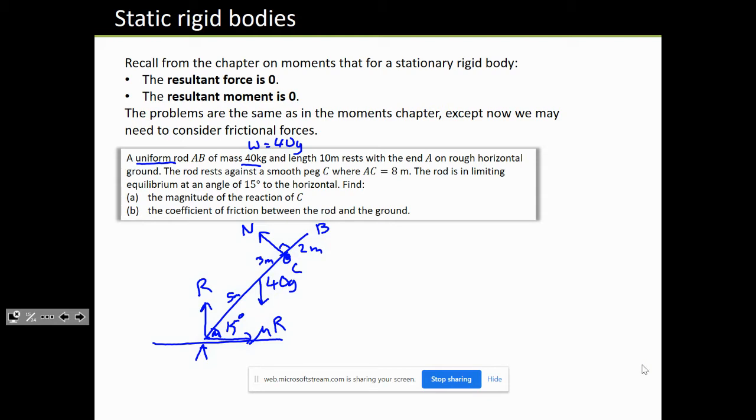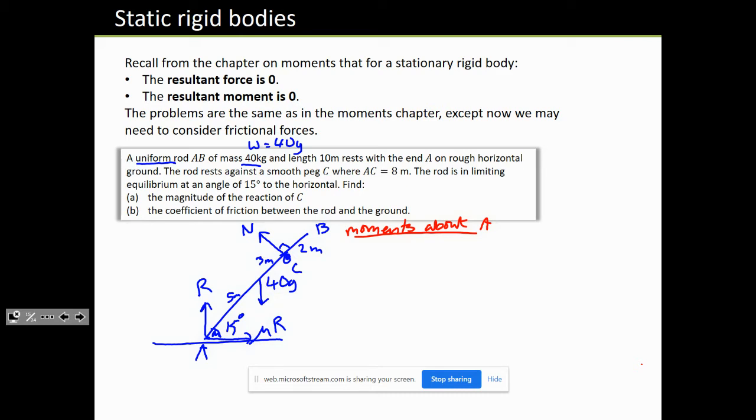So first thing I'm going to do is to think about moments about A. The reason I'm doing that is because I'm not interested in finding R or mu R right now. I'm only interested in finding the reaction at C, which is N. So if I do moments about A, I can essentially cancel out the R and mu R because their perpendicular distance from A is 0.